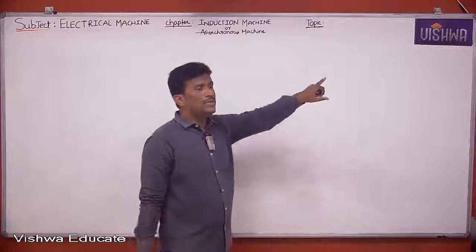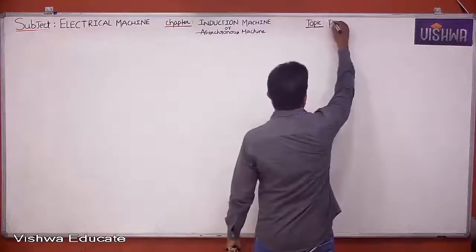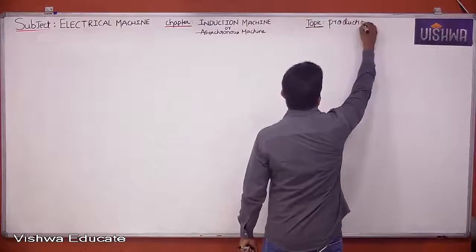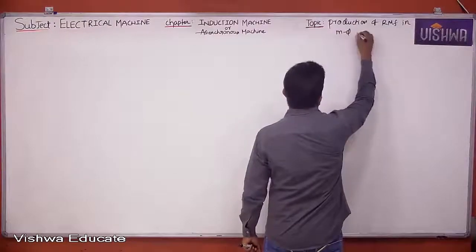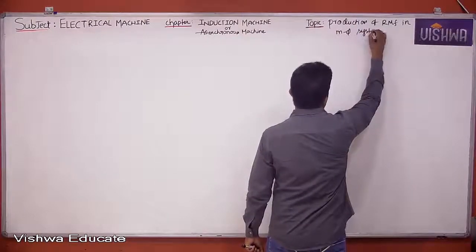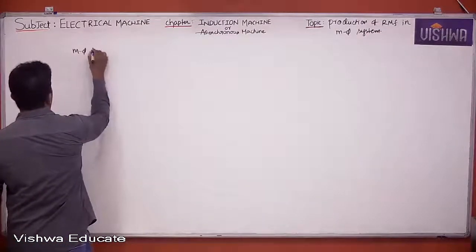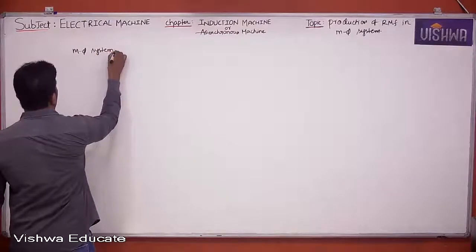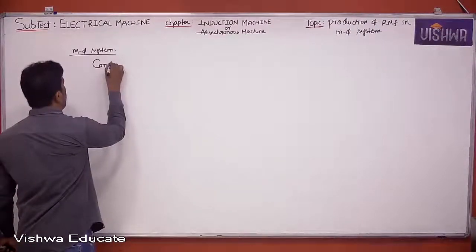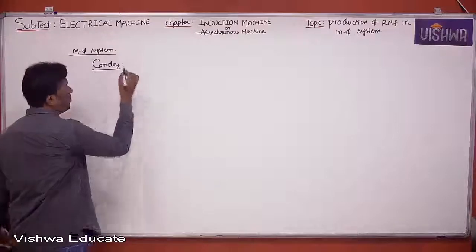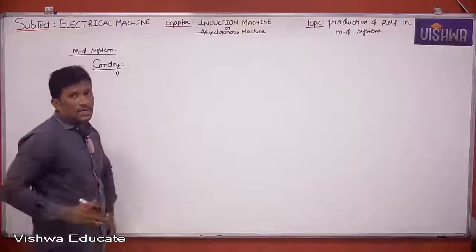Generally, previously we had taken production of RMF in a three-phase induction motor. Now let me take production of rotating magnetic field, RMF, in an M-phase system. So if you want to produce a rotating magnetic field in an M-phase system, what are the conditions? What are the conditions for production of rotating magnetic field? Just try to recollect from your previous session.